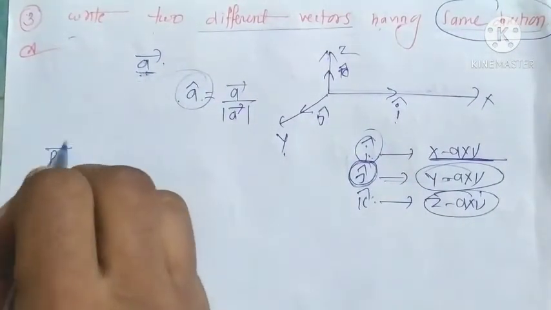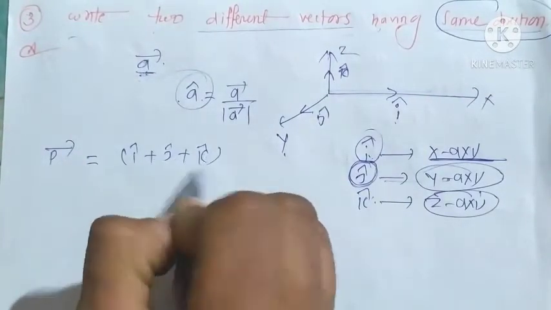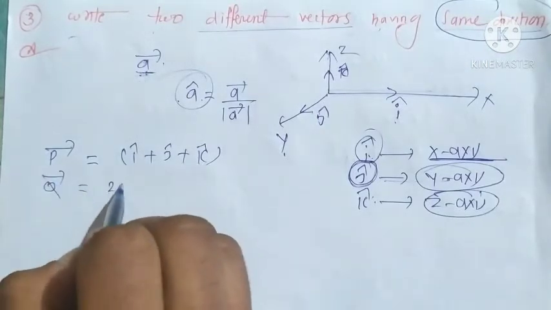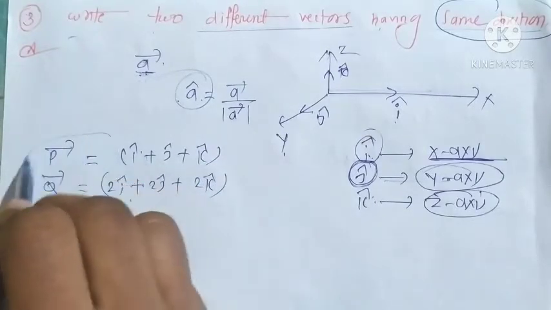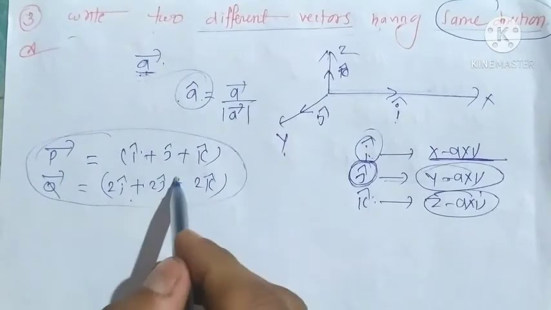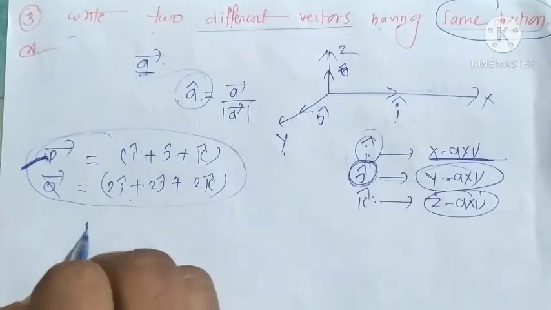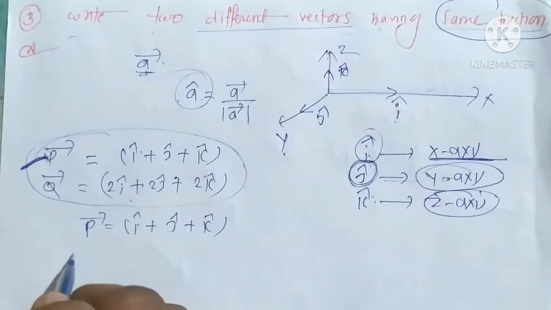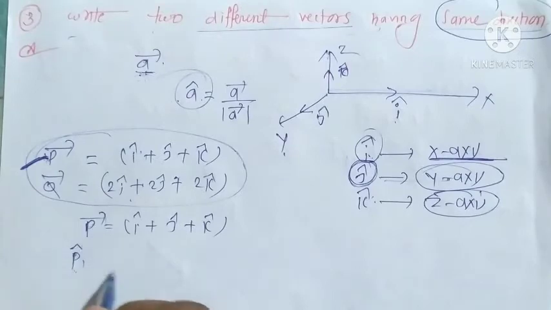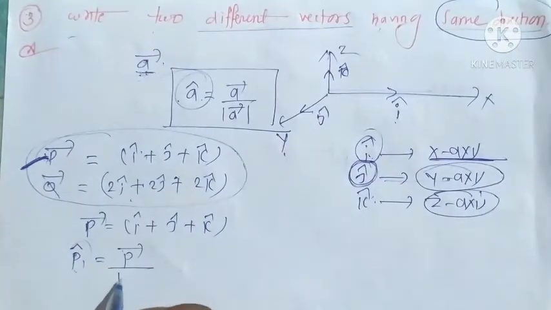So here firstly we take the first vector P. P we take as i plus j plus k, and we take another vector Q as 2i, 2j, 2k. These are two different vectors but having the same directions. How do we find it? Firstly we find the unit vector of this vector P. P cap represents the unit vector of vector P, and for the unit vector we use this formula: vector P upon magnitude value of vector P.